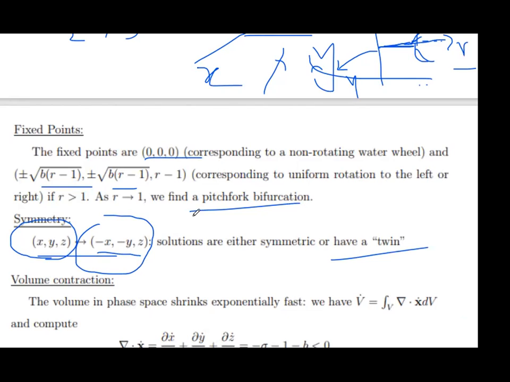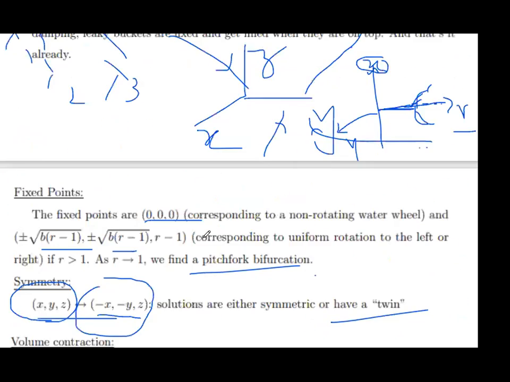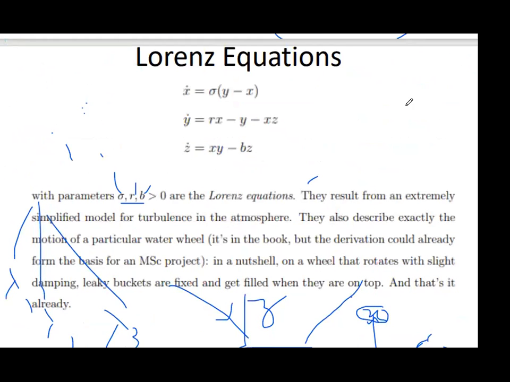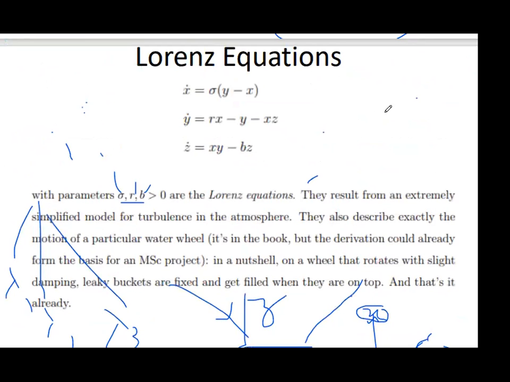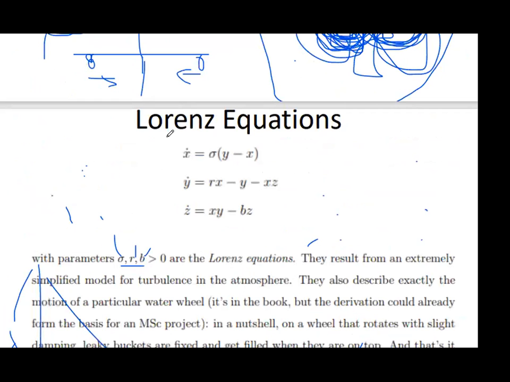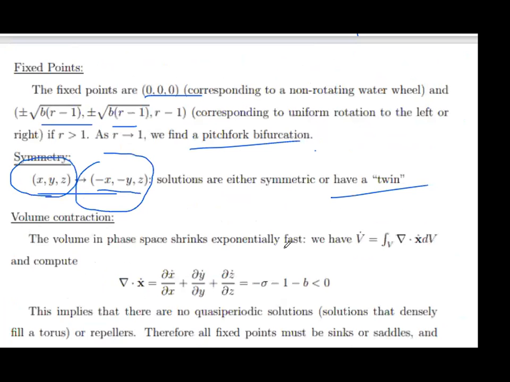Yep, so you have two solutions. If (x, y, z) is a solution to the system, then (-x, -y, z) is also a solution to this system. So you found a pair of solutions, right? So we have this kind of symmetry for this system. And the other one is volume contraction.